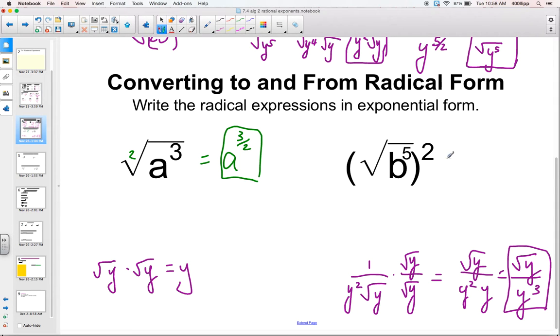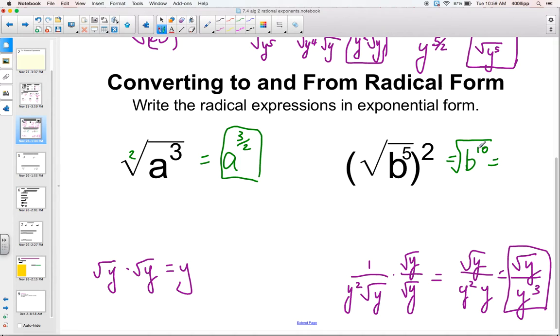Okay, this one here is a little bit different because notice we have a square root, we have b to the 5th, and then it's squared again. So we can remember a couple of rules here. The first thing is you can notice that a square root and a squared are going to cancel out. If you didn't remember that, then you need to remember that if you have an exponent that is inside and outside, then really you're multiplying them. So this is really the square root of b to the 10th.